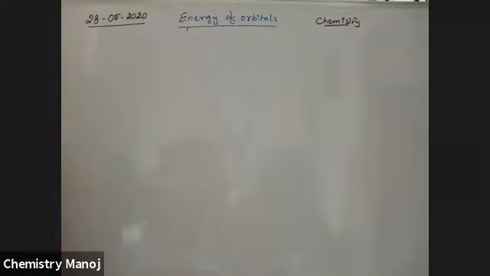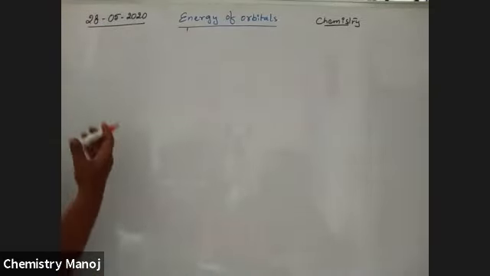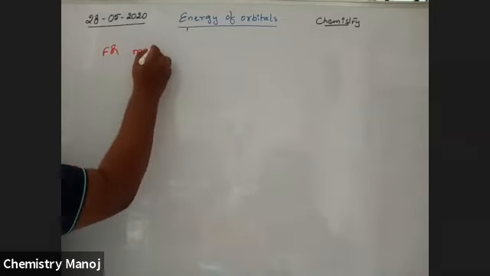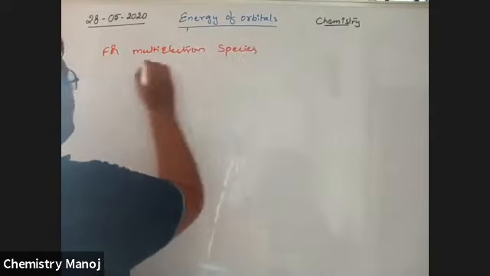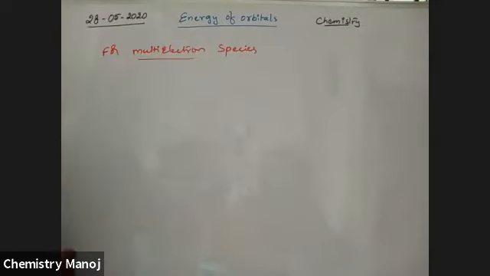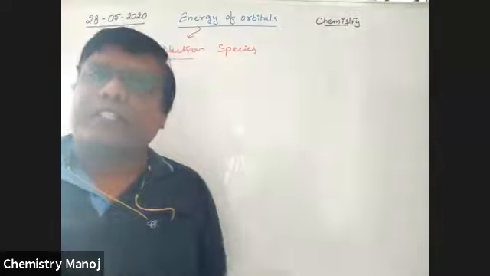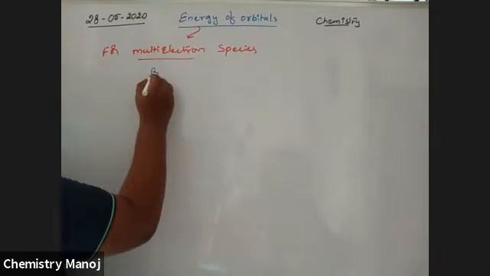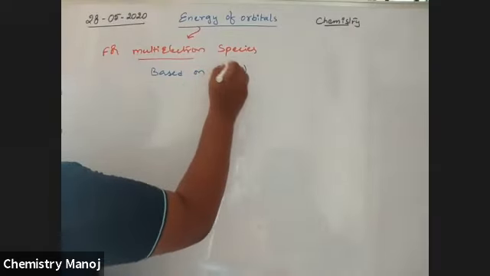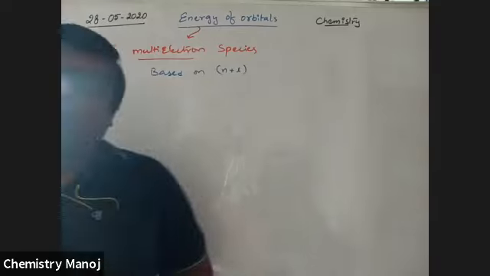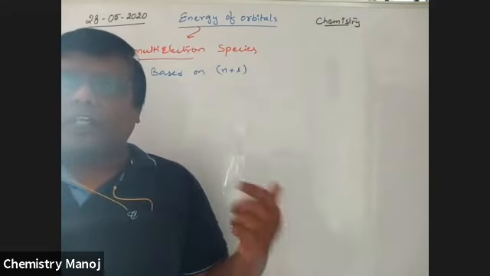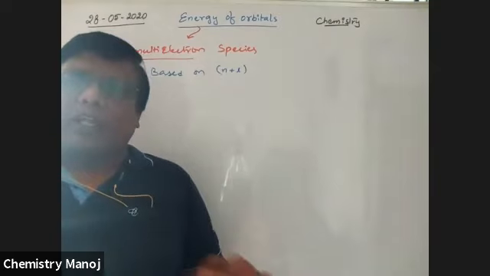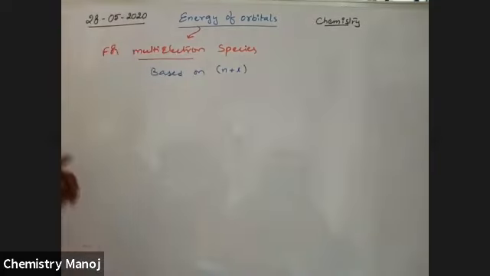Next one. For multi-electron species, the energy of orbitals is explained on the basis of n plus l values. In 10th class, this was an important topic, the Hund's rule or something else. The energy of the different orbitals is explained using the Aufbau diagram, like that. So the energy of the orbitals is explained on the basis of n plus l values.